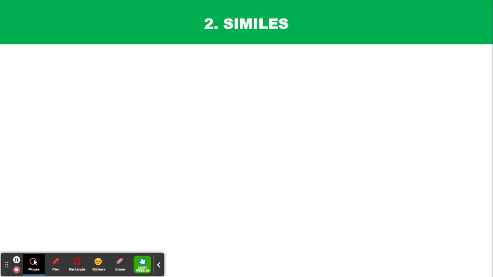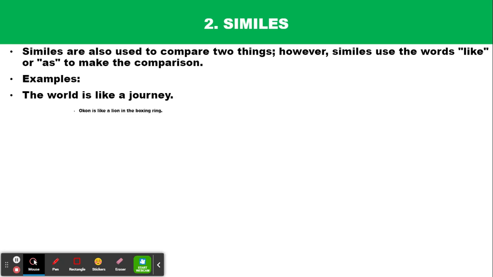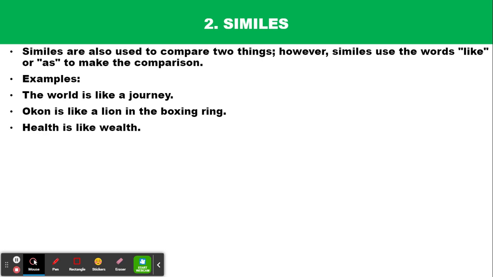2, similes. Similes are also used to compare two things. However, similes use the words like or as to make the comparison. For example, the world is like a journey. Okon is like a lion in the boxing ring. Health is like wealth. So the difference between metaphor and simile is that in metaphor, you are saying that A is B. In simile, you are saying A is like B.